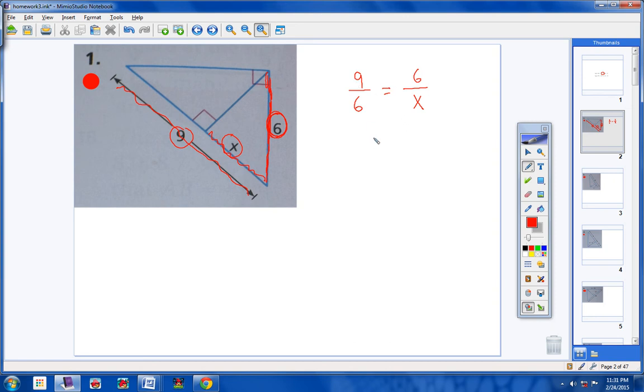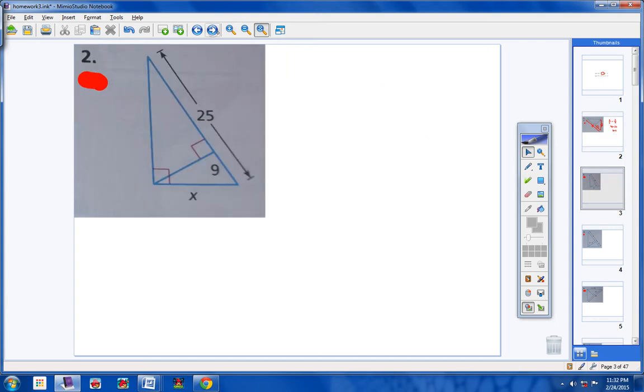Cross multiply. 9 times x is 9x. 6 times 6 is 36. Divide both sides by 9, and x equals 4. So please don't forget, students, that this length here is the geometric mean of this smaller segment here and the entire hypotenuse here. Okay? Alright, number 2.